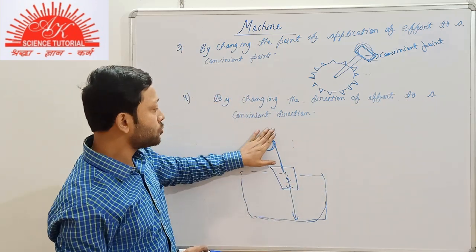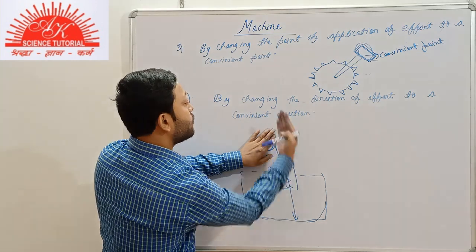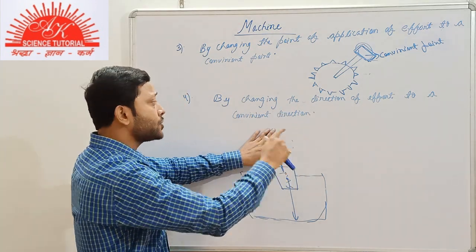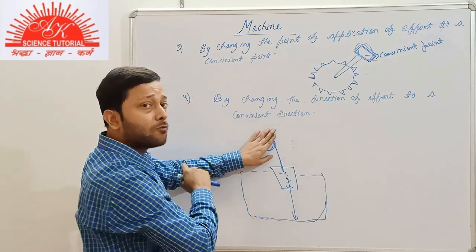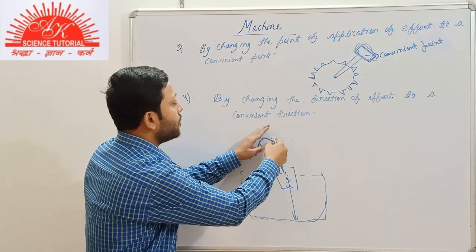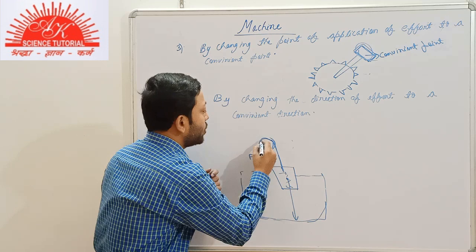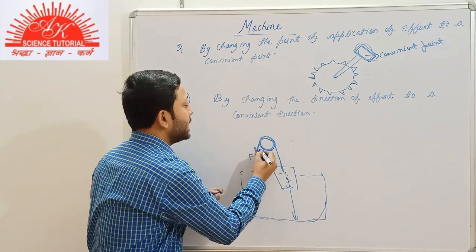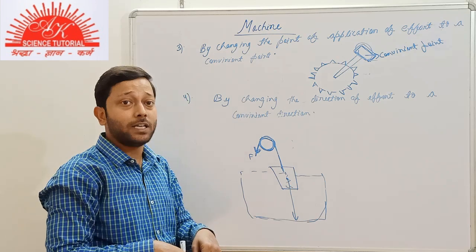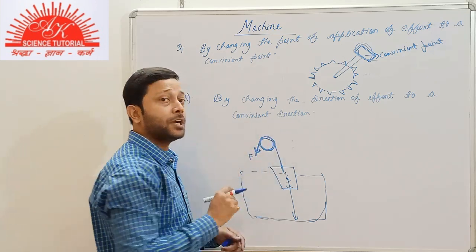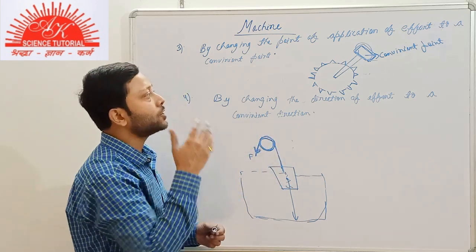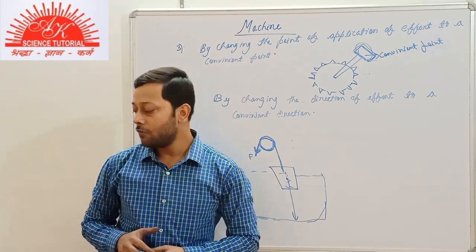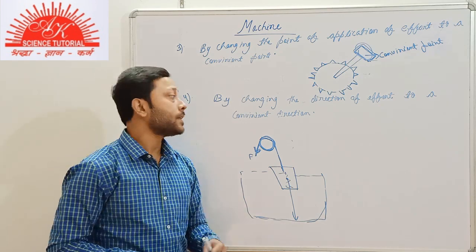Obviously, when there was no pulley, the force was exerted in the upward direction, and that direction was not convenient for us, was not simple for us. But when we use this simple machine, this pulley, then now we have to apply the force in the direction of the force due to gravity, and that direction is convenient for us. So these were the four ways in which a machine can make our work simpler. Now we move to the next part.